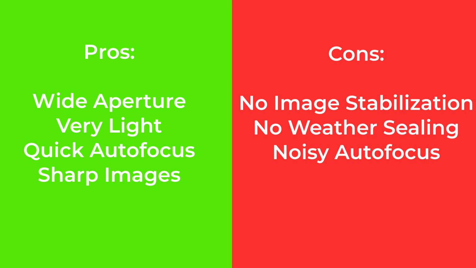So here's my final pros and cons table for this lens. The pros include wide aperture, it's very light, has quick autofocus, and it produces very sharp images. The cons include no image stabilization, no weather sealing, and a noisy autofocus.